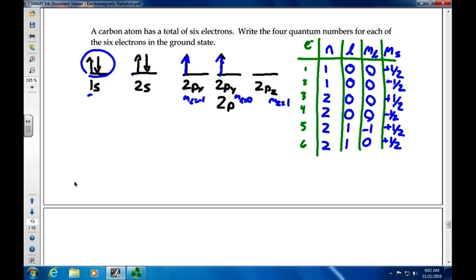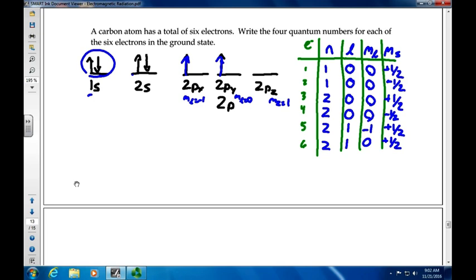So that is the 4 quantum numbers for each of the 6 electrons in the ground state. And that is the best way I know of doing it without really having a deep understanding. Once you get a deep understanding, you'll be able to write this without having to draw out anything. But it's always good to look at this in a pictorial representation. And I encourage you to rewind this video and watch it again if you need to.